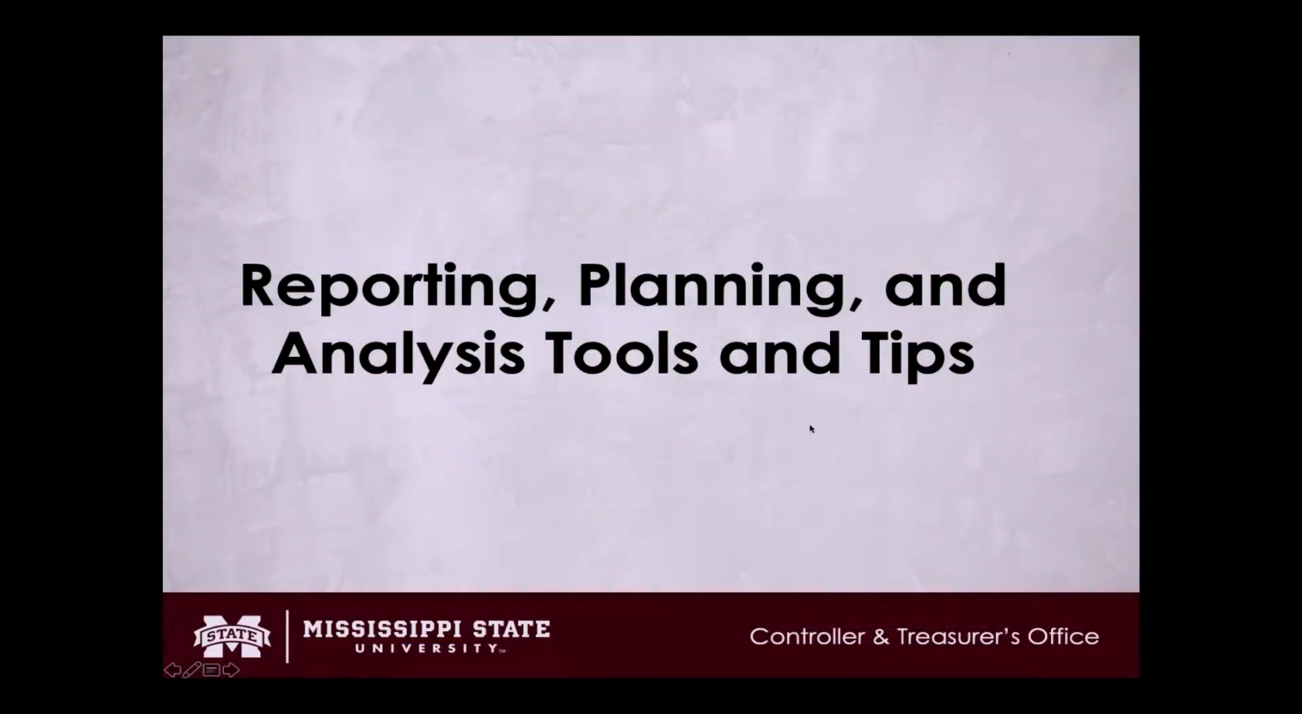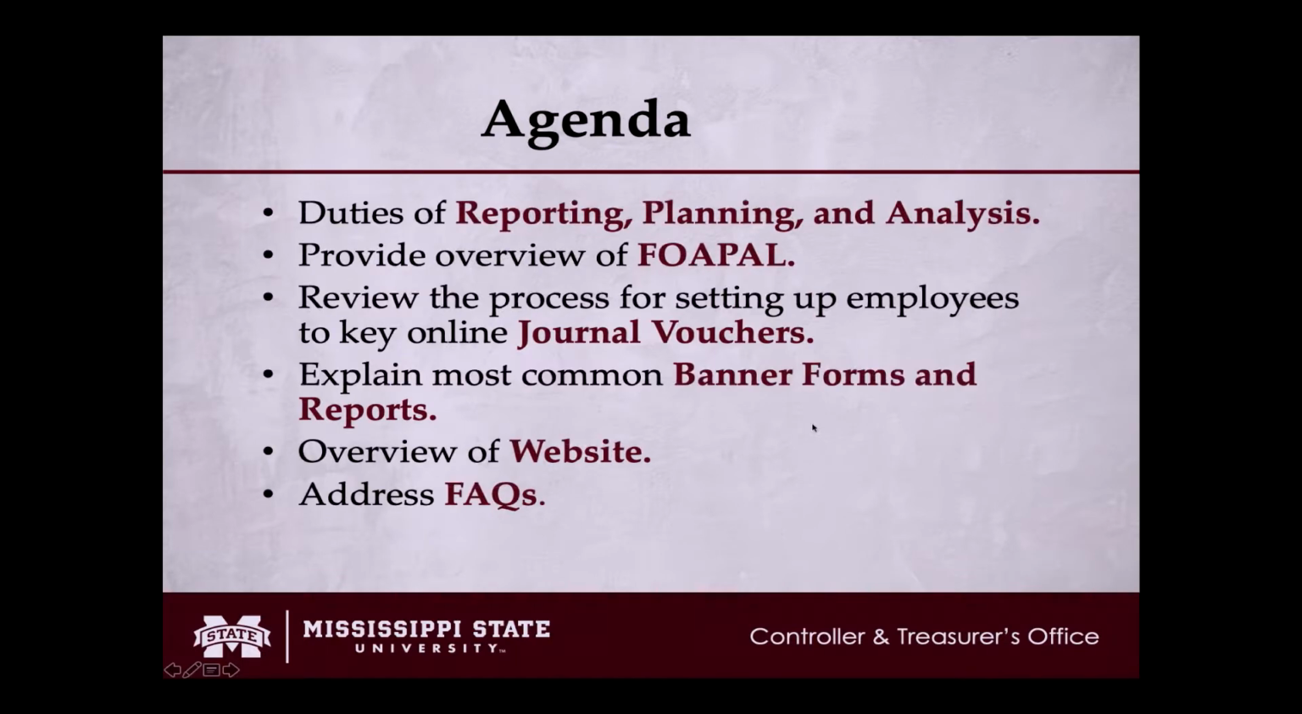Some of the things we want to look at today will hopefully give you some tips and help you do your daily activities more efficiently and effectively. As you can see here, we've got an agenda for what I want to go over today. The first is the duties of reporting, planning, and analysis. Next, I will give you an overview of the FOPR acronym. Then we'll review the process for setting up employees to key online journal vouchers. Then I'll do a little live navigation on some of the most common Banner forms and reports that we think would be helpful to you. And then we'll look at an overview of the website and some of our frequently asked questions.